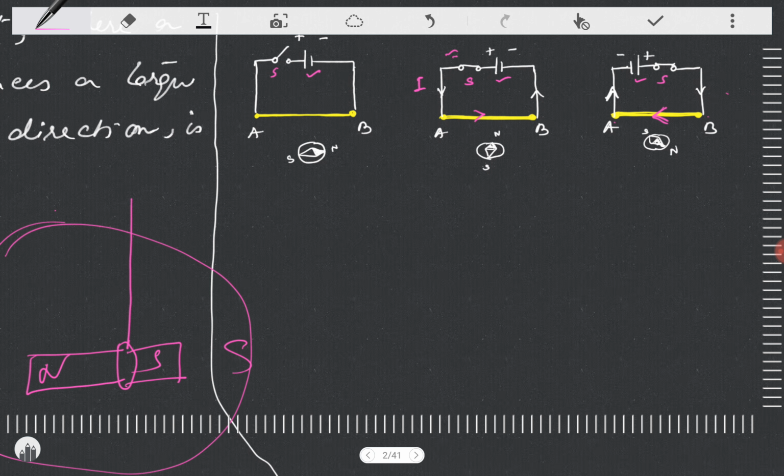When it is an open circuit, we have seen there is no deflection of this magnet, it's straight. Now in the second case, when the switch is on, this north pole has moved towards the conductor. And in the third case, you have seen that this north pole has moved far away, it is deflected away by the conductor.